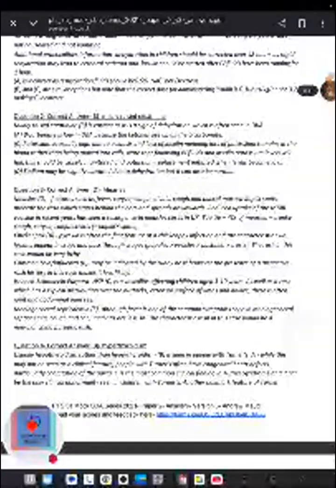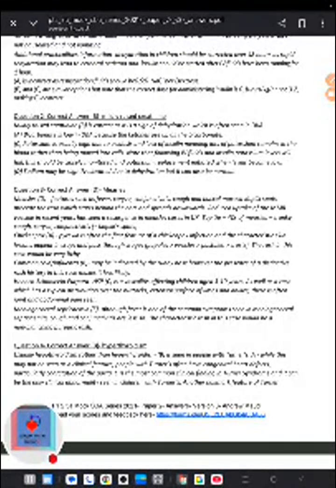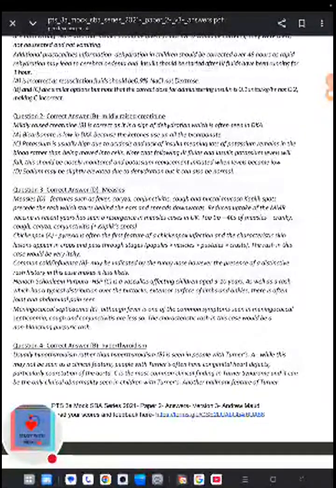Now talking about mildly raised creatinine. Mildly raised creatinine is a sign of dehydration which is often seen in DKA. In DKA, you will see mildly raised creatinine.